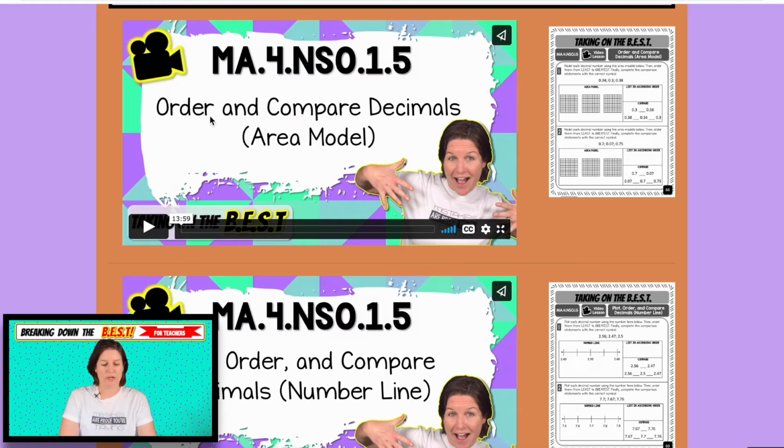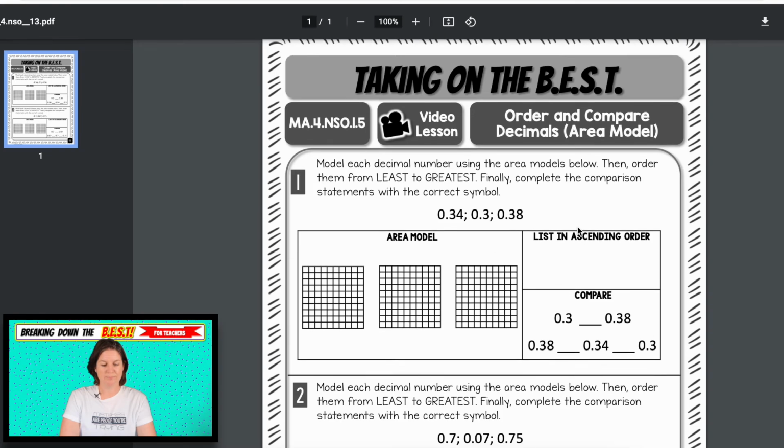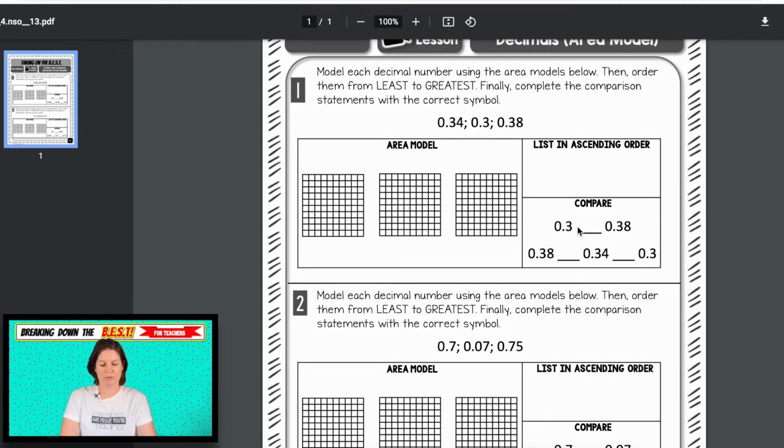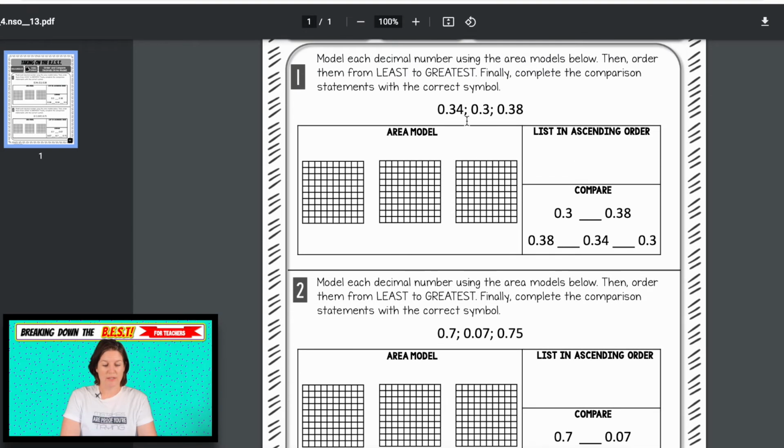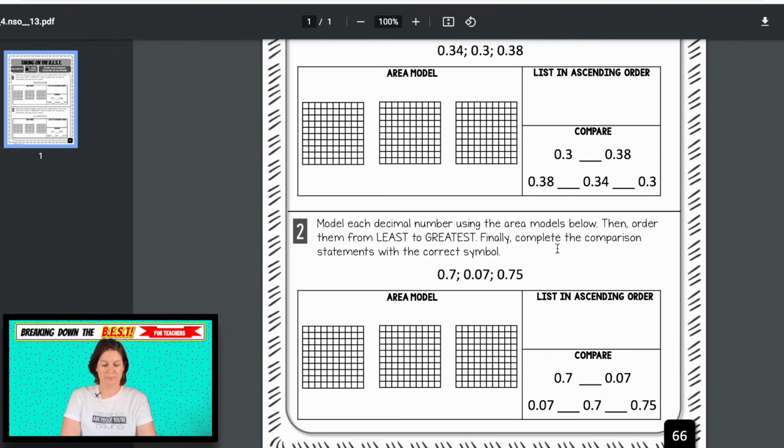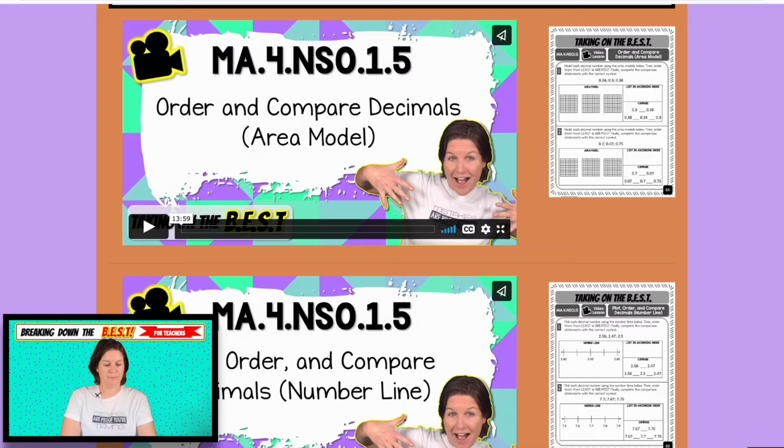So this video talks about ordering and comparing decimal numbers using an area model. Here's a video lesson printable for that. So you can see what we're going to be doing. Here's the area model that I was talking about. And we will shade in these decimals to represent them, then list them in ascending order and compare them.